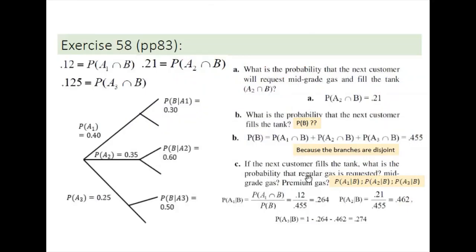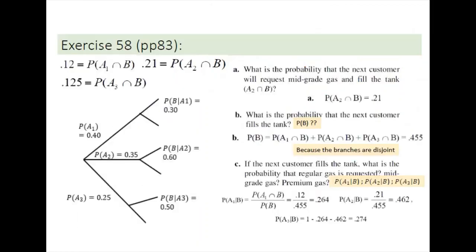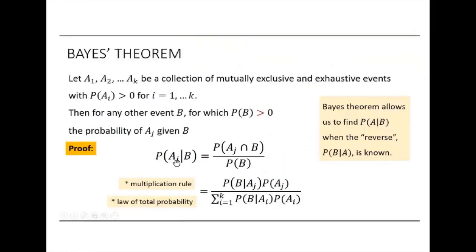What is the probability that regular gas is requested? Regular gas is A1. Then if you compare this probability with this equation, you can see it's the Bayes theorem. If B has occurred, what is the probability of A1?